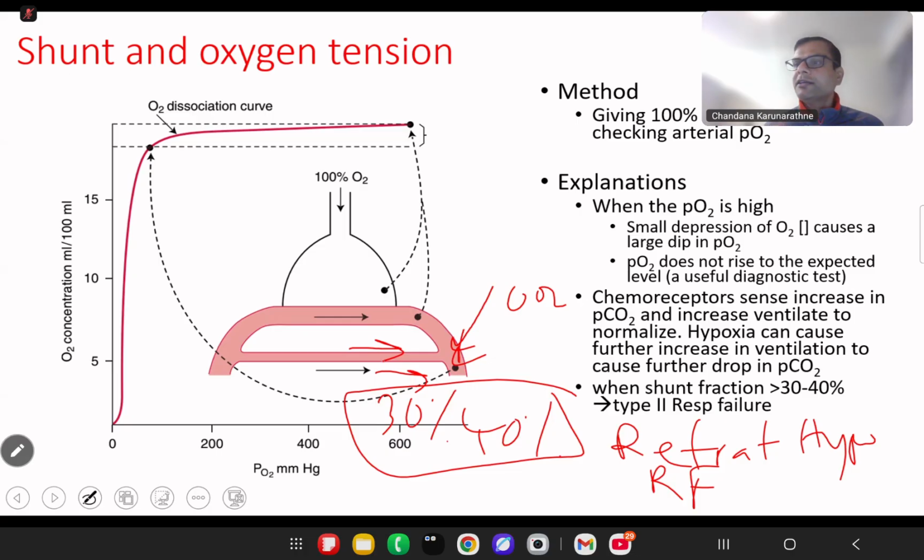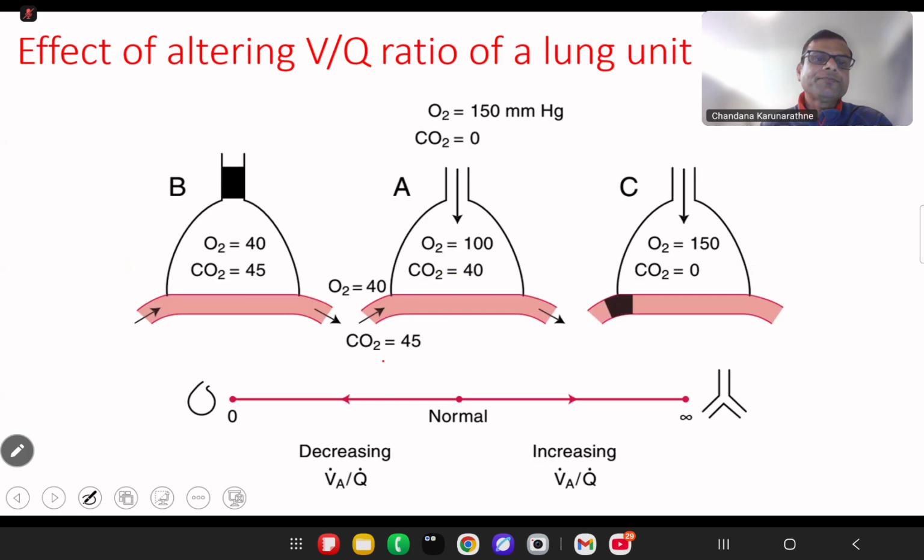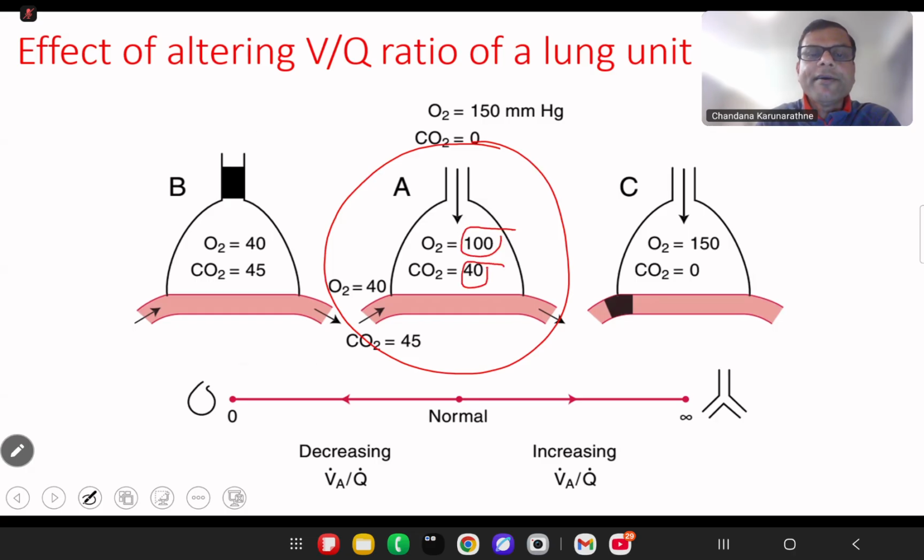Okay. So that is about the shunt and oxygen tension. I hope you understood all these things. So, shunt. Now this is the normal situation where your PaO2 is 100 and PaCO2 is 40, because you are getting 45 of carbon dioxide from the pulmonary artery, venous blood, and then this carbon dioxide diffuses out and oxygen diffuses back in. Then you have these normal values.